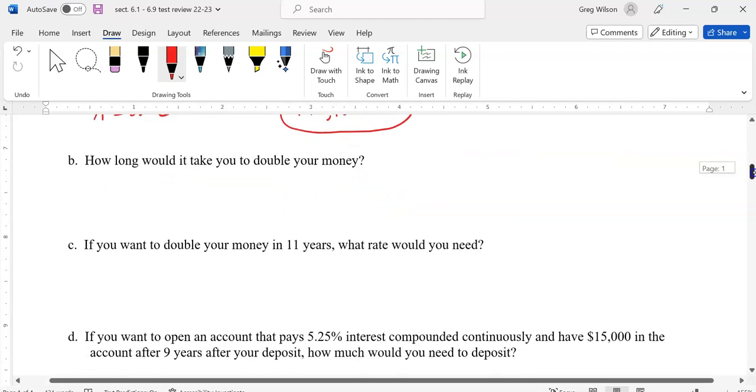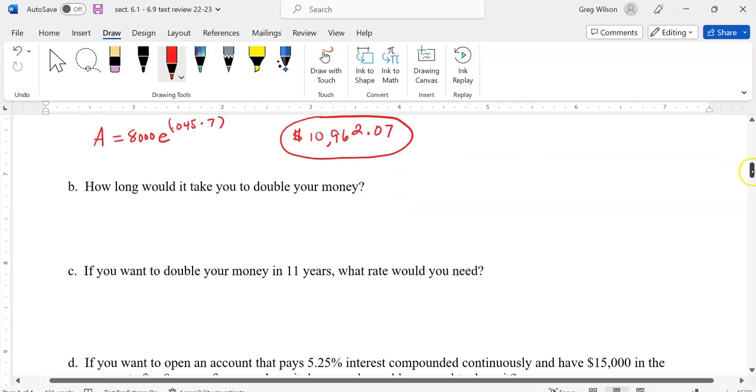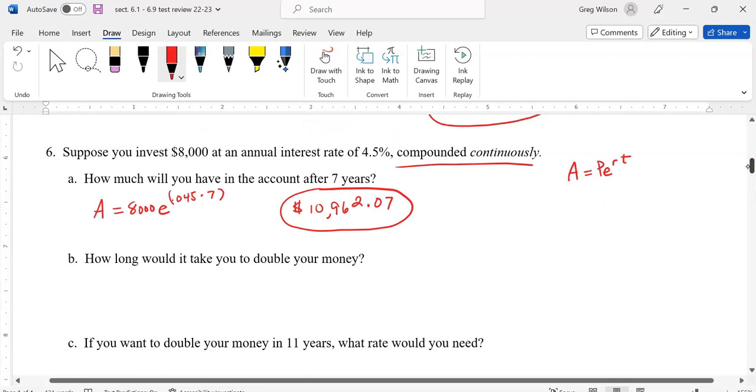All right, letter B, how long would it take to double your money? So if we invested 8,000 and it doubled, then it would become obviously 16,000. Same interest rate, but we don't know how long that would take. So in this case, we're going to be solving for t. So I'm going to get e by itself so I can change it into a natural log equation.